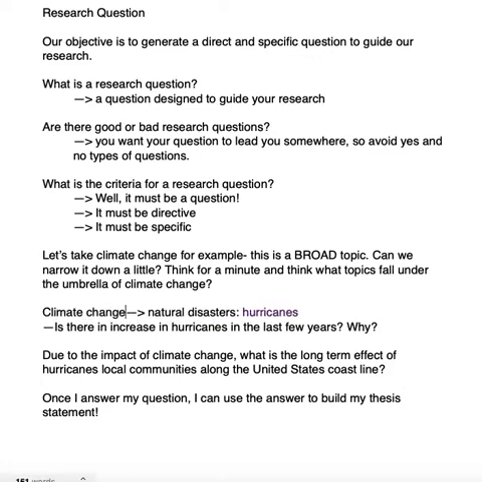I'm going to show you the progression. Natural disasters to hurricanes. All right, so hurricanes, let's say this is our broad overarching topic, hurricanes. Then I want you to ask yourself, what do you want to know about hurricanes? Well, I would like to know if they increased in the last few years and maybe why they've increased.